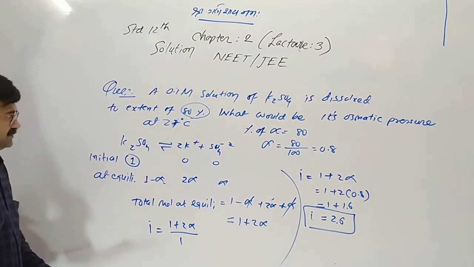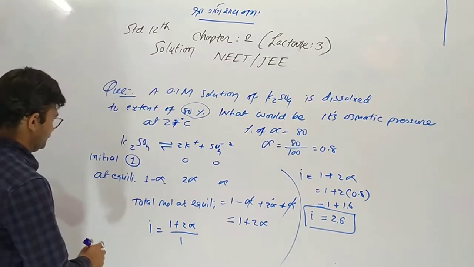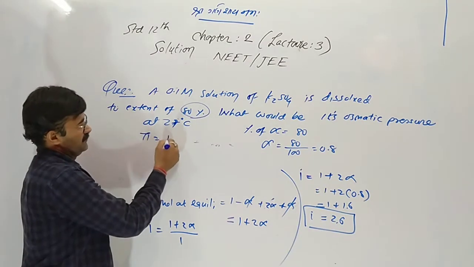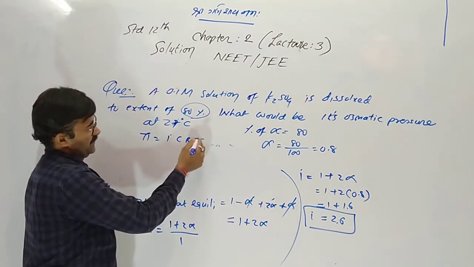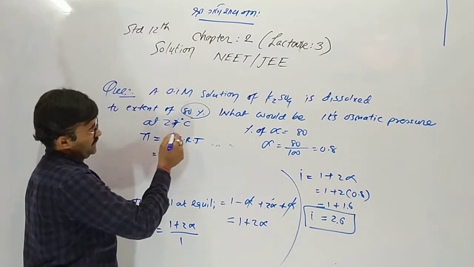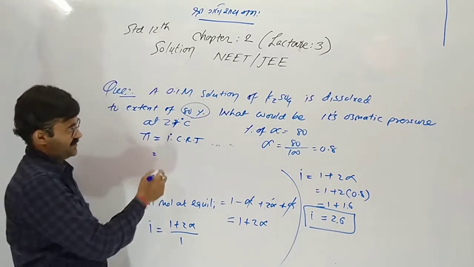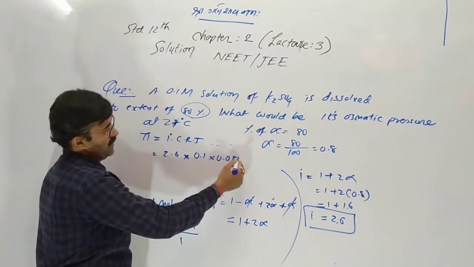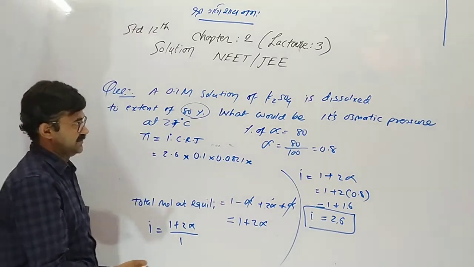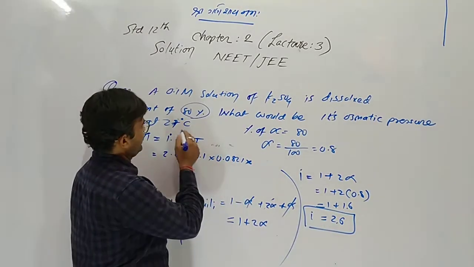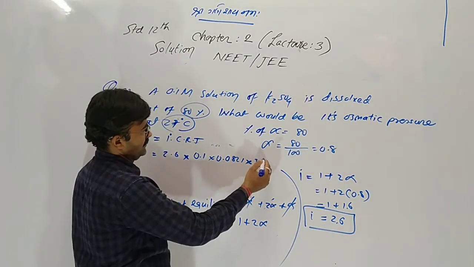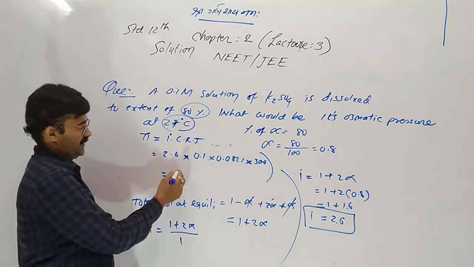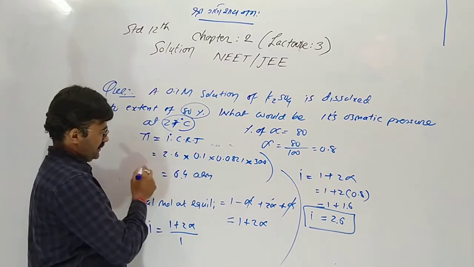So we know pi is equal to i C R T, the osmotic pressure formula. Why are we taking i? Yes, our compound is an electrolyte, it undergoes ionization, so we have to take i. Concentration 0.1, R value 0.0821, temperature 27 but here in Kelvin 300. So 6.4 atmosphere will be the answer.